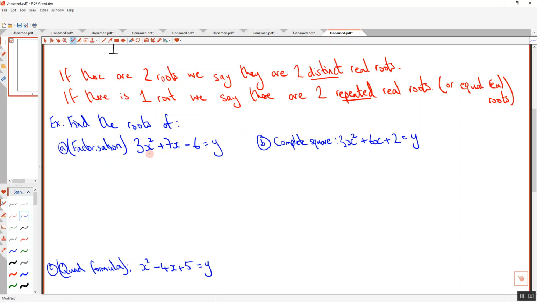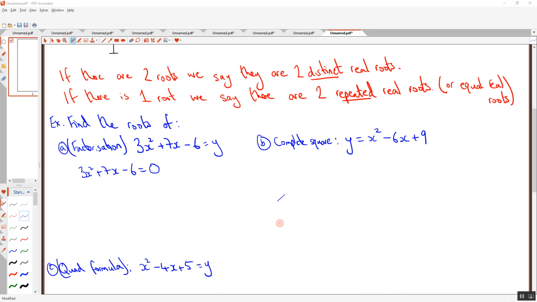So the first one is y is equal to 3x squared plus 7x minus 6. If I'm finding the roots, the first thing I want to do is to make it equal to 0, good, because remember we're finding when y is equal to 0, okay? Alright, so I'll give you a few minutes to have a go at those.